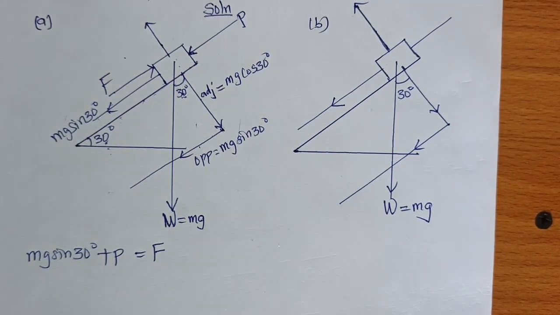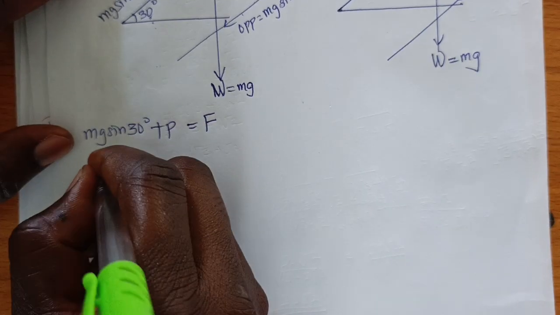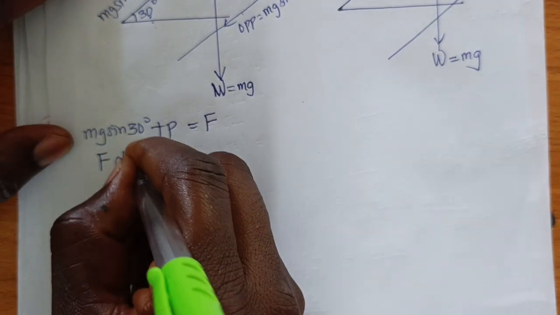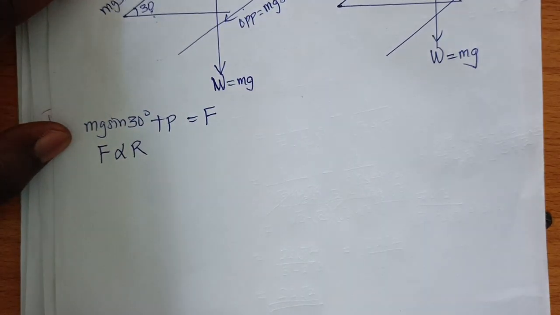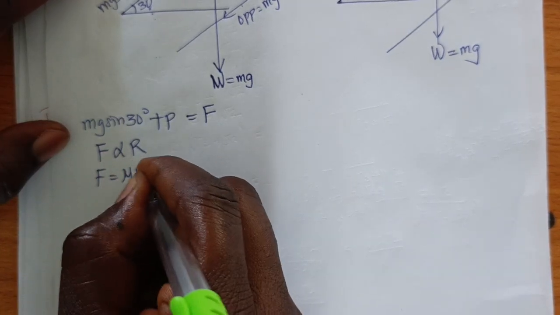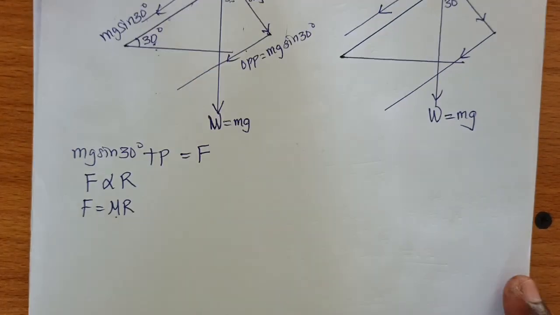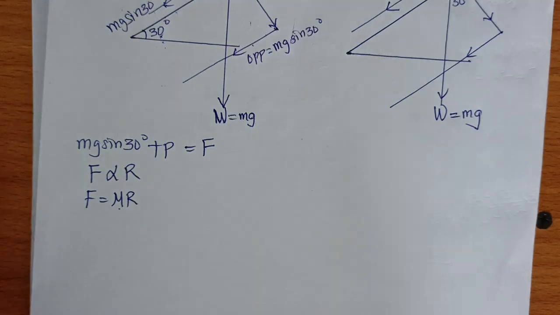According to the law of solid friction, the frictional force is directly proportional to the normal reaction. That is F equals μR, where μ is the coefficient of friction. Also, we are going to apply Newton's third law of motion, that is, action and reaction are equal and opposite.